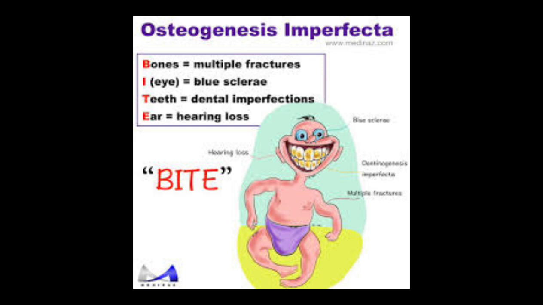Then another favorite exam question is osteogenesis imperfecta, which is actually a defect in type 1 collagen, and this has a very interesting mnemonic, which is BITE. Because there is defect in collagen 1, bones are fragile, and there are multiple fractures of bones, and there are blue sclera, dental imperfections and hearing loss.